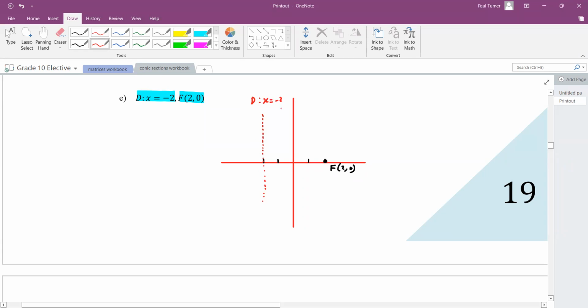X equals -2. So your vertex needs to be halfway between the directrix and your focus. So you go from your focus along here to the directrix, and your vertex must be halfway between the directrix and the focus. So your vertex is going to have to be this point here, 0, 0, which is your origin. And your graph will be going some direction like this, out to the right side.